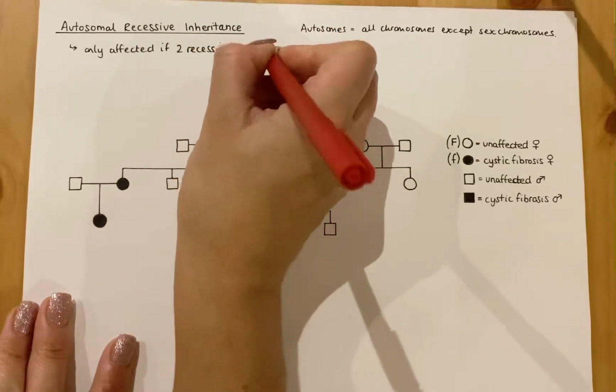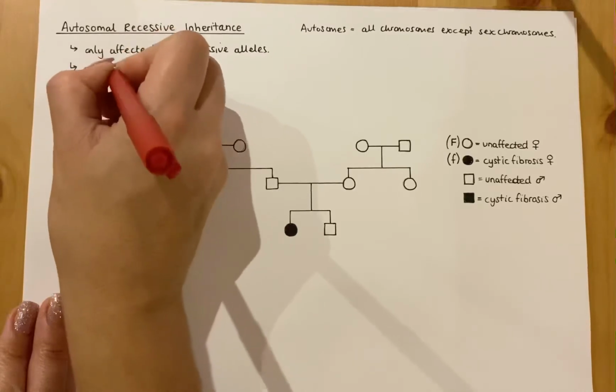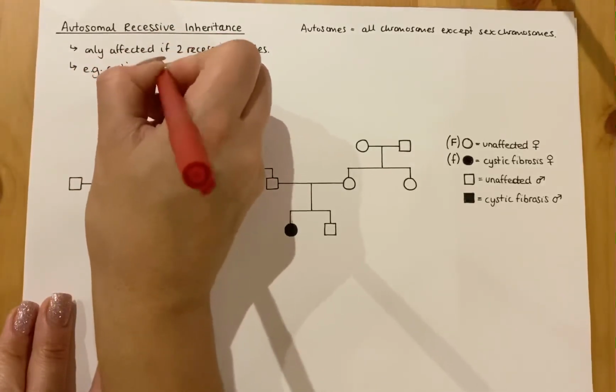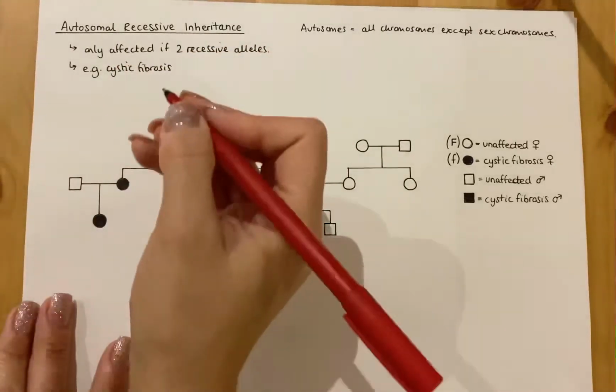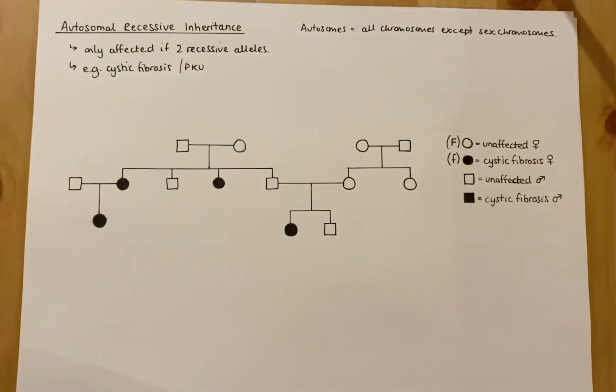Okay, and examples of diseases that are passed in this type of inheritance are things like cystic fibrosis, which is a really common example in questions, and also PKU, which is one we talked about in terms of postnatal screening previously.